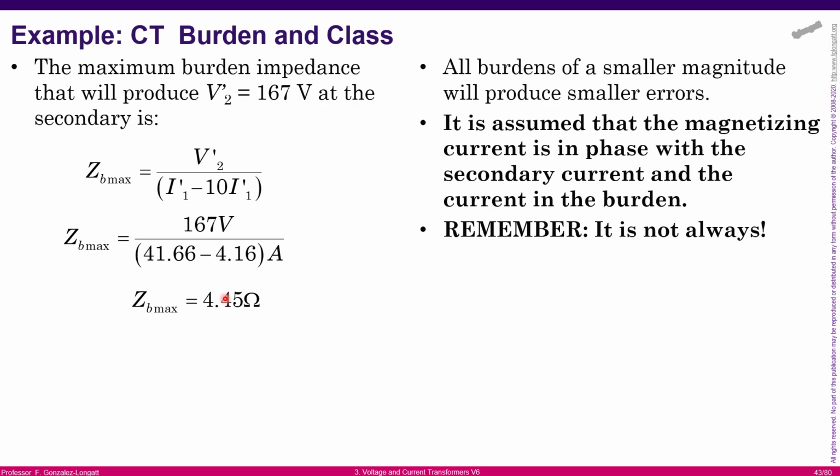In this case, I must be honest, in this very specific example, we are assuming again that the magnetizing current is in phase with the secondary current. That is the first assumption, and that is not necessarily true. Okay, that is not necessarily true, but in this case we didn't say anything else, and this was the simplest way to solve this problem.